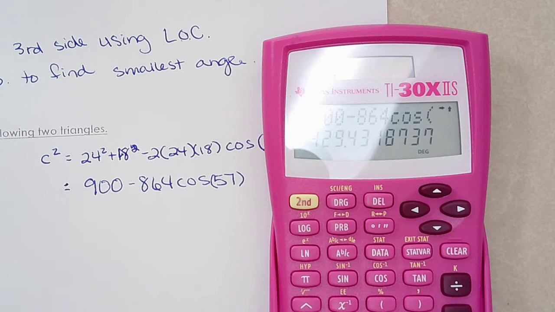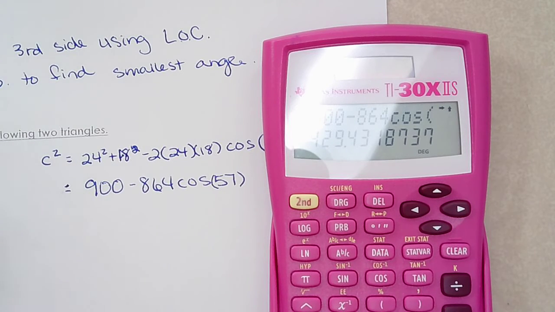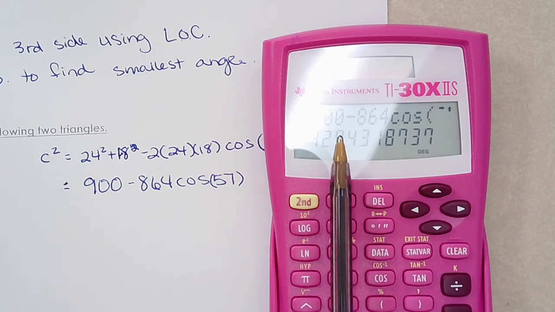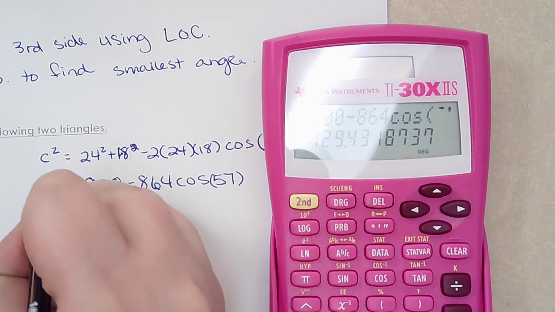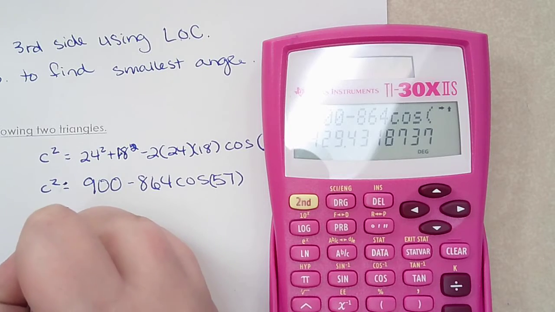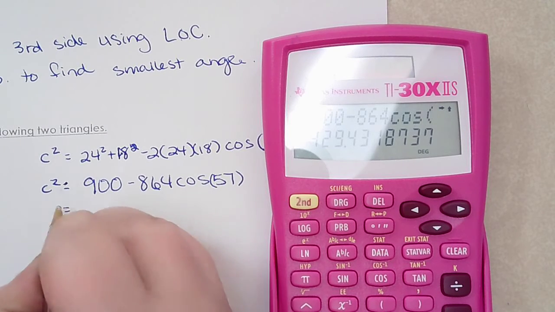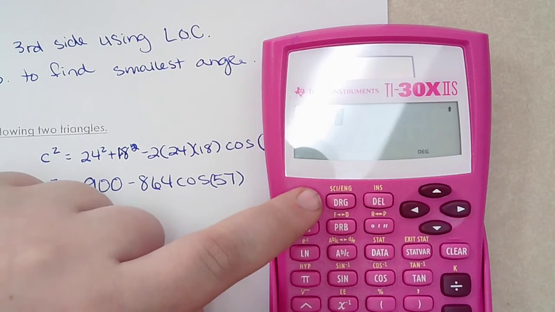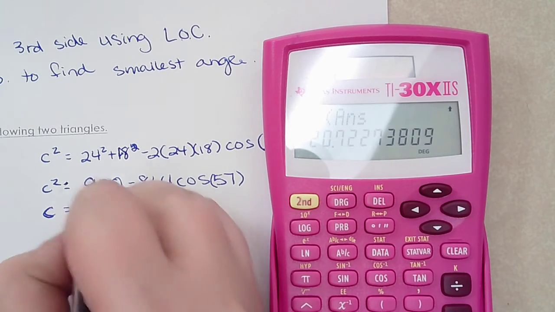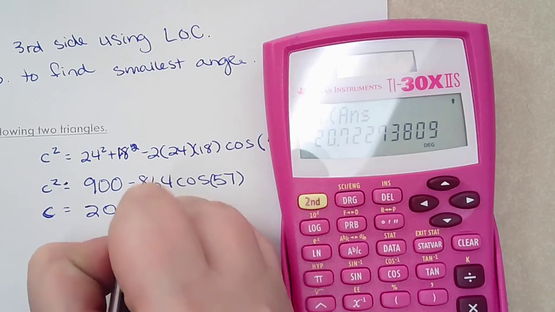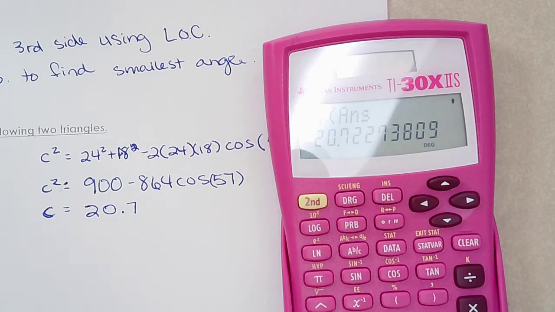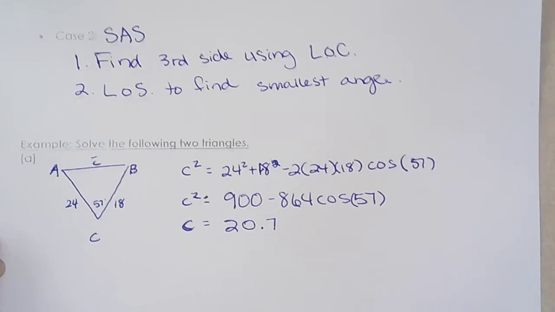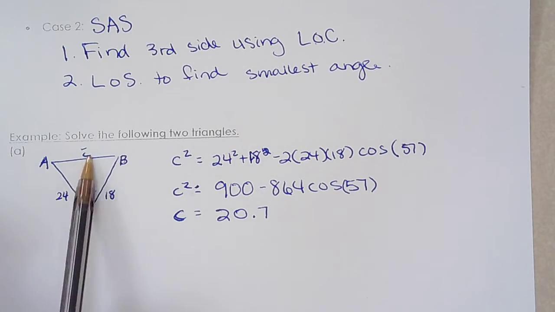We hit equals. Pause. Why is this not my answer? This is huge. It doesn't even make sense. Well, if we go back, we have to remember that it's equal to c squared. So in order to get c, we have to take the square root of the answer that we have. When I do that, I find that c is about 20.7, which makes a lot more sense than the big 429 that I had before.